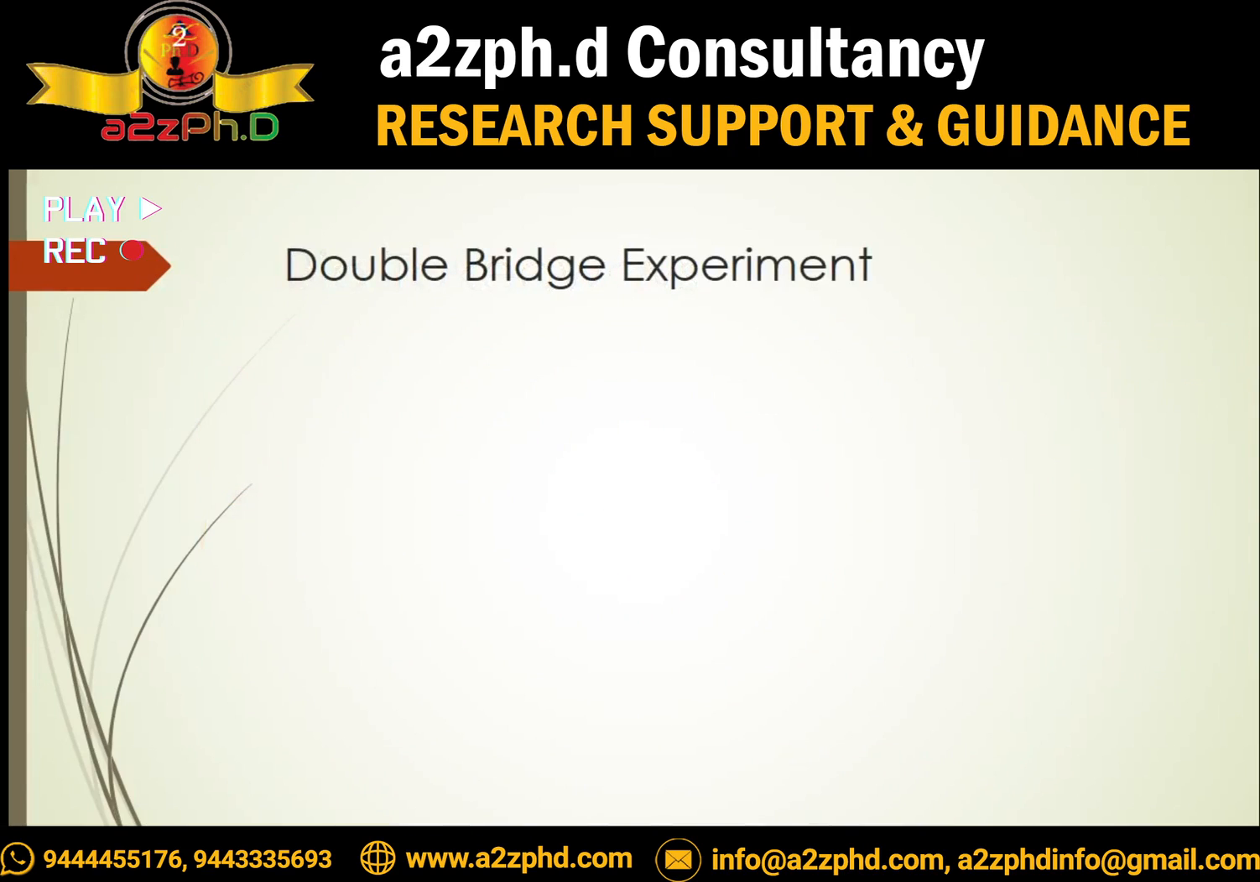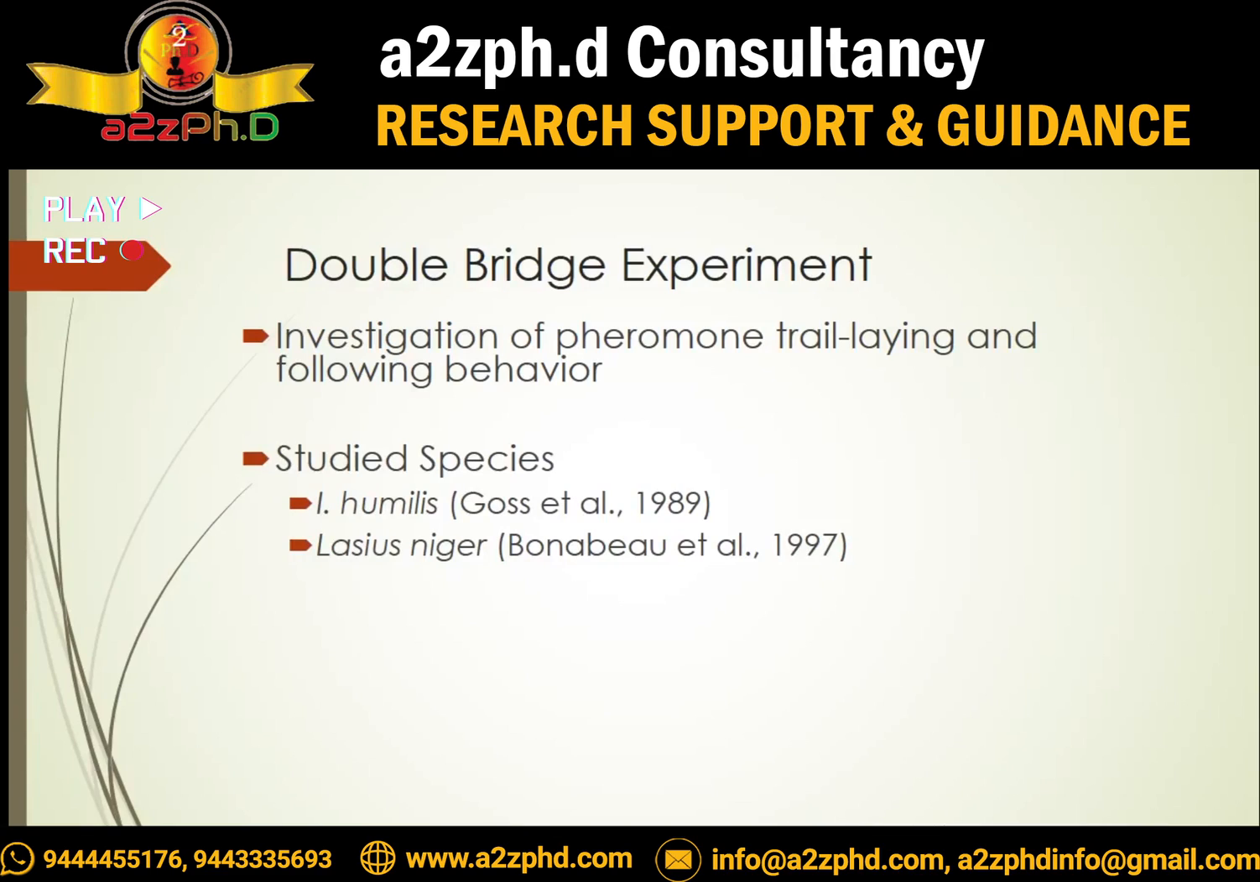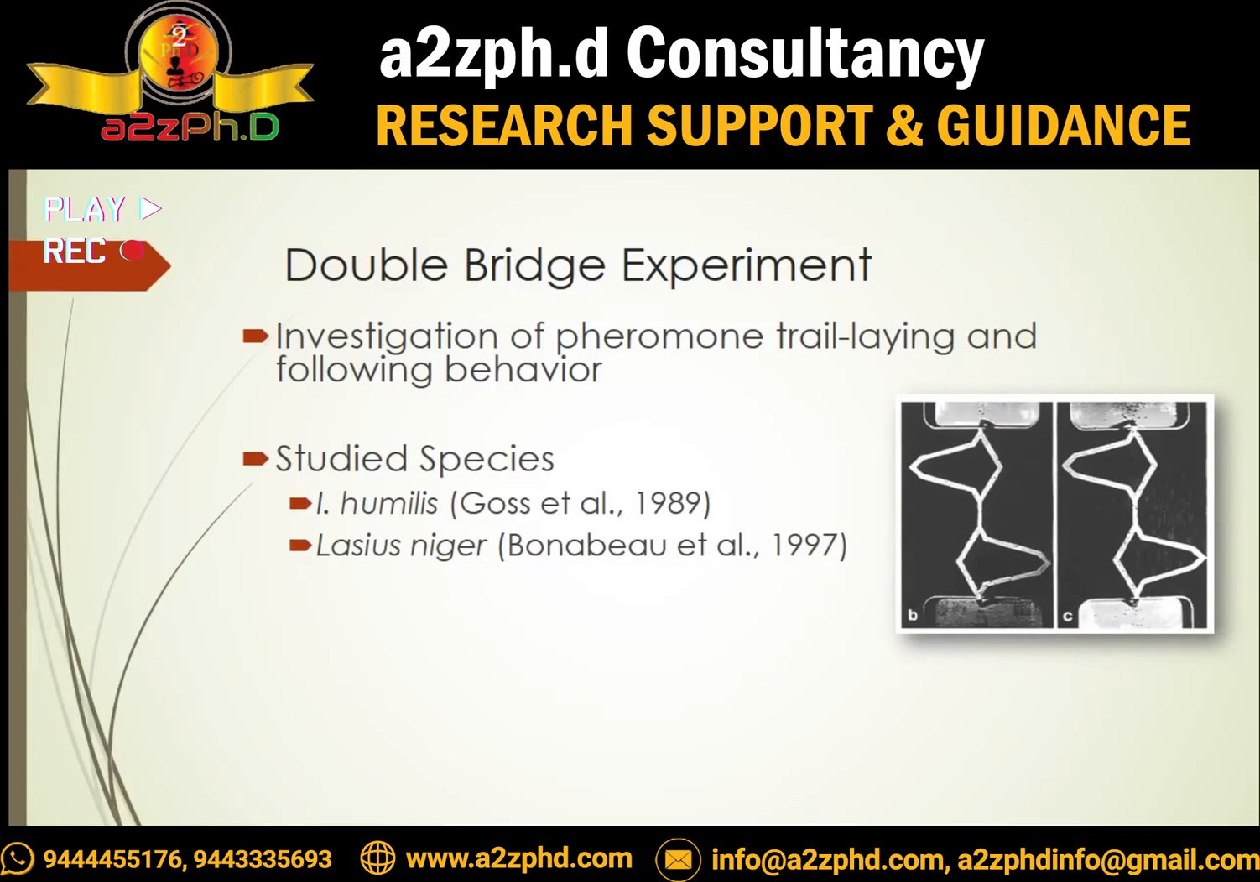In order to get a better understanding of how ants use stigmergic behavior, we're going to take a look at the double bridge experiment. This was an investigation of pheromone trail laying and trail following behavior. Now, the species studied in this experiment were the Iridomyrmex humilis, this was done in 1989, and the Lasius niger, which was done in 1997. This is a photograph of the trail setup, showing the short and long trails, and we'll get more into that in a second.